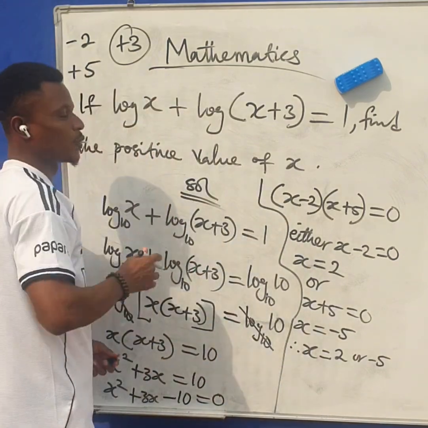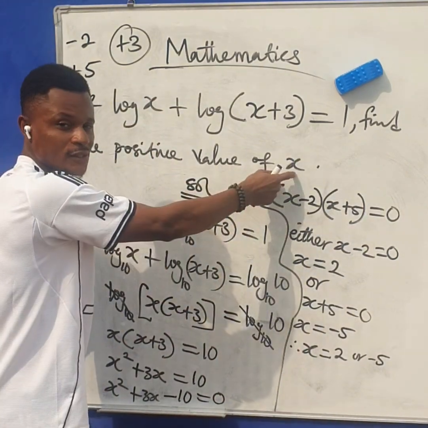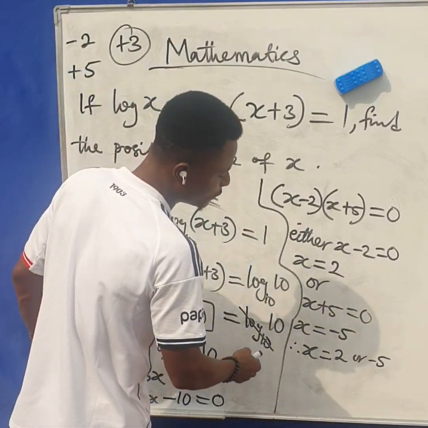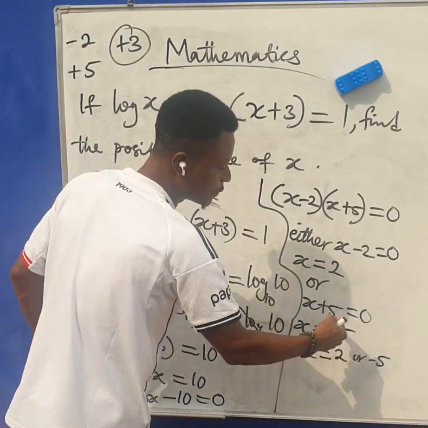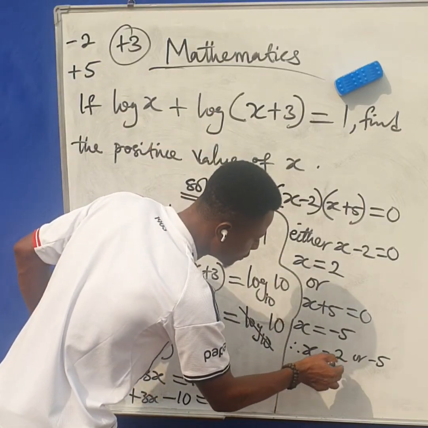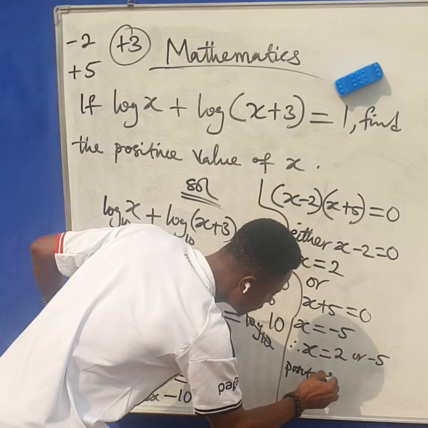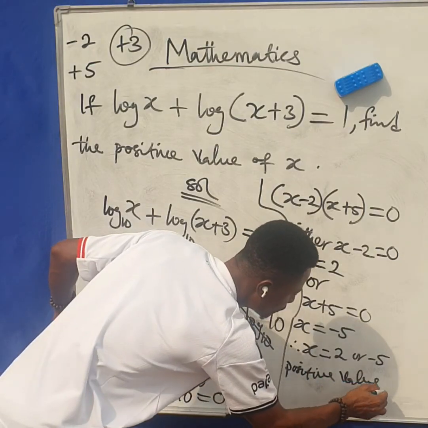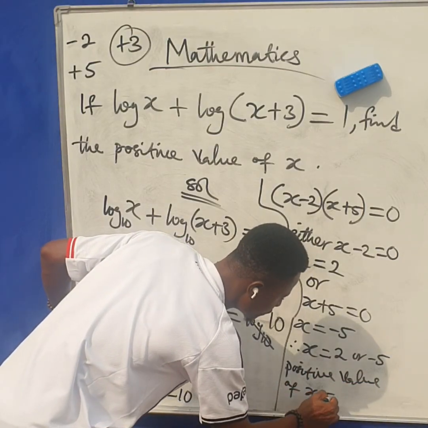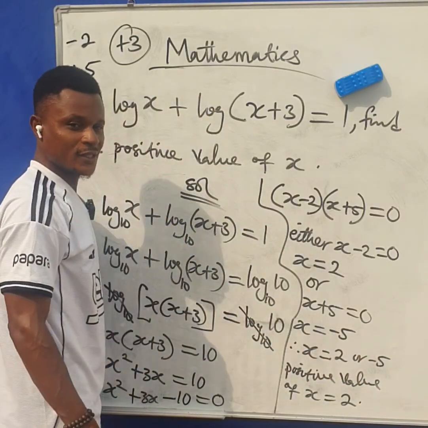Now let us go back to the question. The question says that we should find the positive value of x. Because we have x to be positive 2 and negative 5, according to the question, this is our preferred answer. So the positive value of x is equal to what? 2, because this is the positive one and this is the negative value.